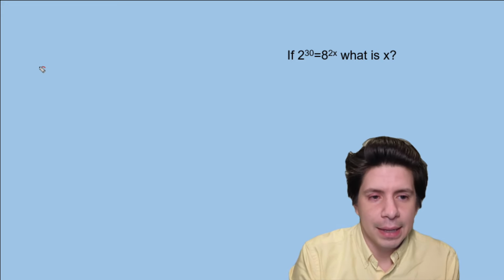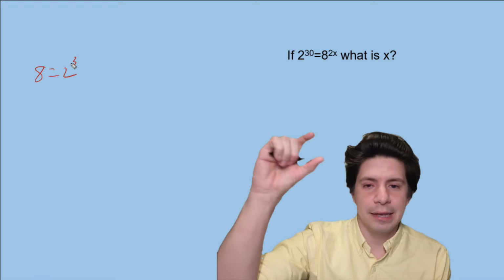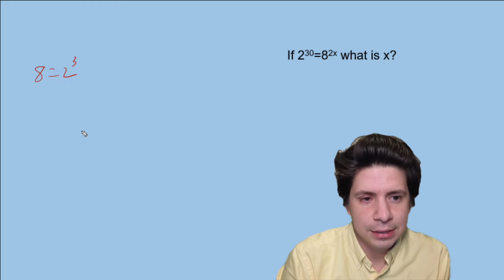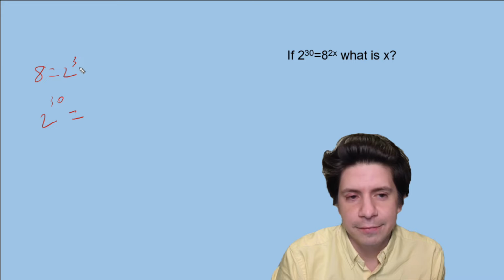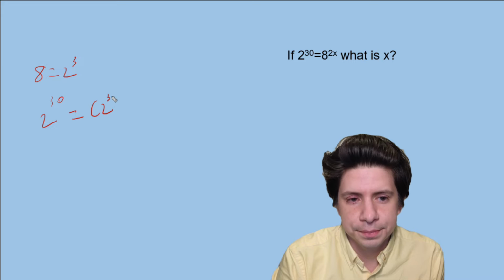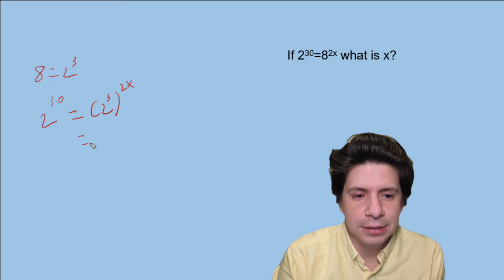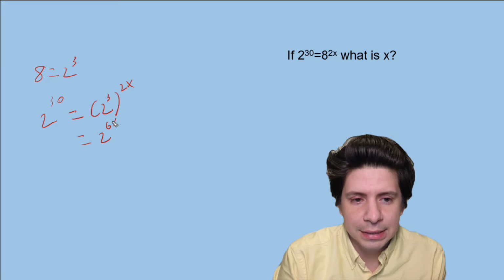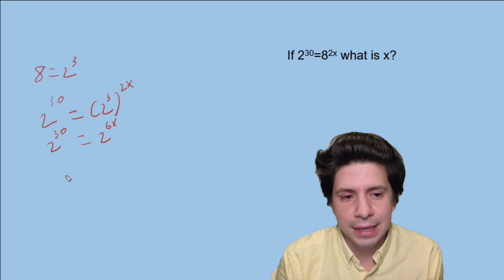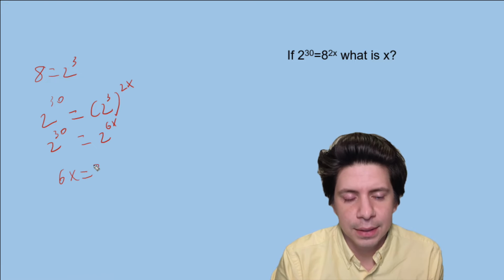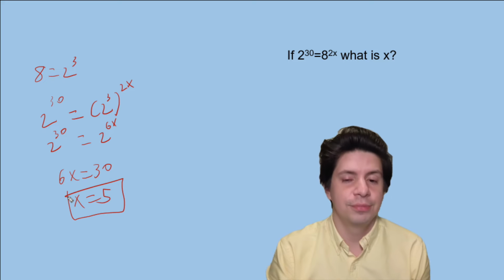So 8 equals 2 cubed, right? We want to have the same bases or the same exponents. Here we can have the same bases. So 2 to the 30th equals, instead of 8, we're going to do 2 cubed to the 2x. And a power to a power you multiply, so this equals 2 to the 6x equals 2 to the 30th. And now things are a lot simpler, right? The 2's can cancel and you get 6x equals 30, x equals 5, right? Nice and easy, not too bad of a question.